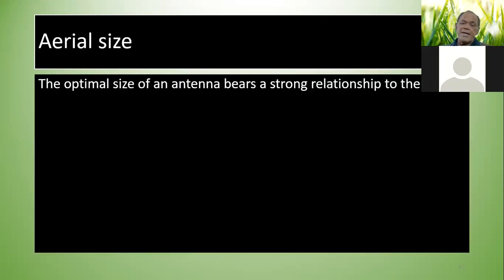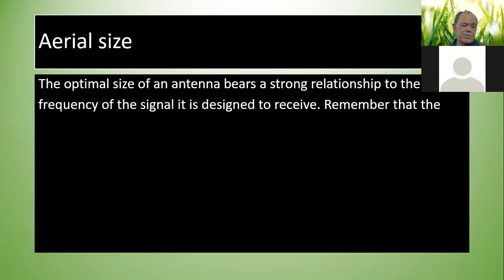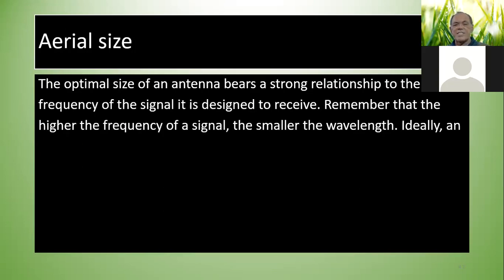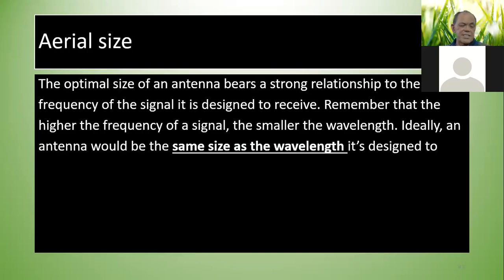The optimal size for an antenna bears a strong relationship to the frequency of the signal it is designed to receive. Remember that the higher the frequency of the signal, the smaller the wavelength. Ideally, an antenna would be the same size as the wavelength. So that's why we cannot use sound to communicate. We cannot use sound waves, change them to radio waves, and then send our information, because we need a very, very large area. And because the frequency is very small, right, the intensity is also very low.